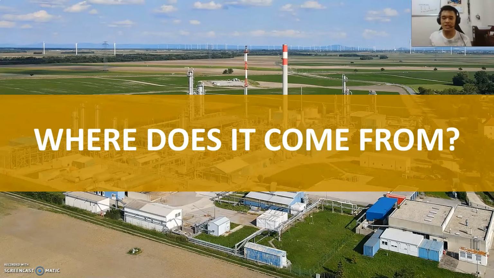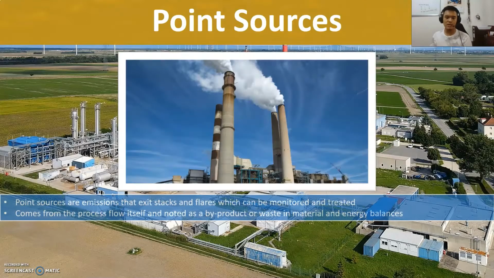Then we discuss, where does it all come from? Why do these come from production plants? Well, it's because they come from the point sources of the plant. The point sources are emissions that exit stacks, or which are the columns that you see in front, and flares which can be monitored and treated. Specifically, they come from the process flow itself, and they are noted as byproduct or waste in material and energy balances.